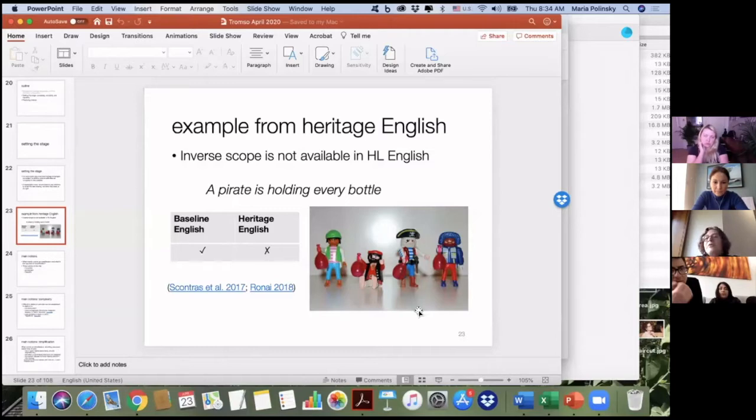So there are some examples which actually show that simplification is the case. So if you look at heritage English and regular English, what we find is that inverse scope, which English is so famous for, is not available in heritage English. So if you look at the picture in the slide and you hear "a pirate is holding every bottle," for English speakers, this is fine. That's an example of inverse scope. But if you give the same kind of example, the same picture to heritage English speakers, they will reject it. So that shows that heritage English speakers do not have inverse scope.